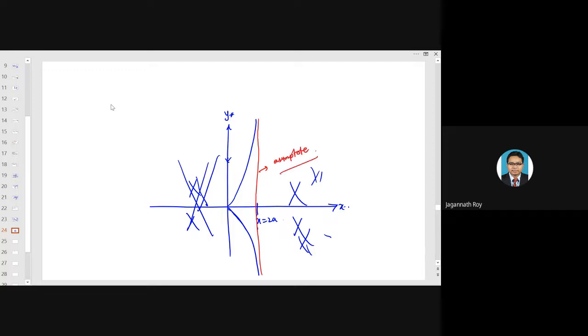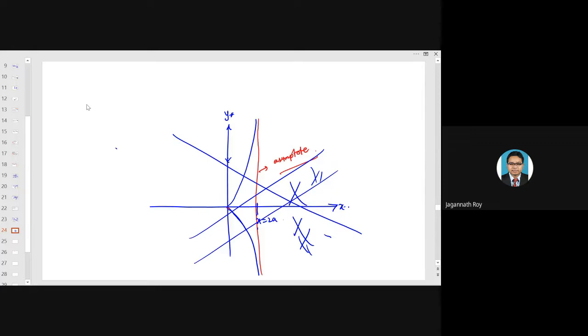As you can see, the graph of this function is lying in this region. From here it will go to infinity, and here also it will go to infinity. So if you take any inclined straight line, it is going to cross the curve, and any line it is crossing is not going to be an asymptote.